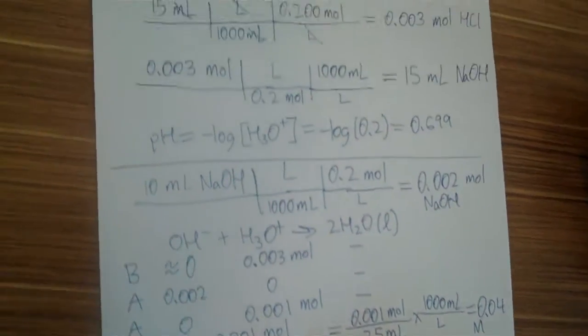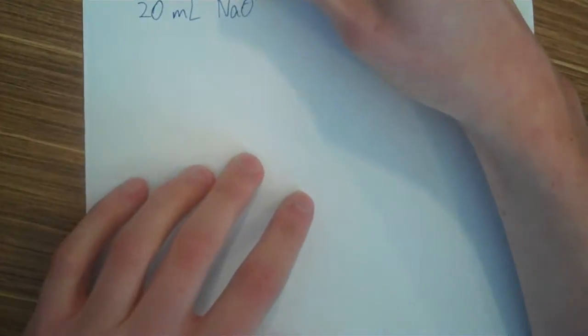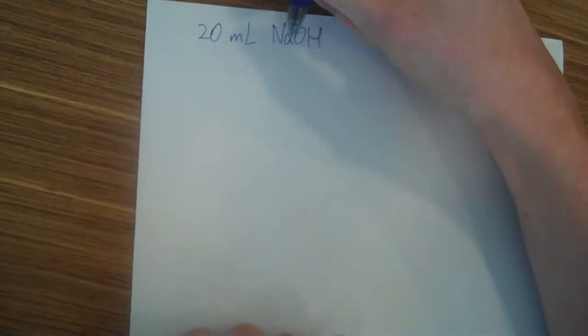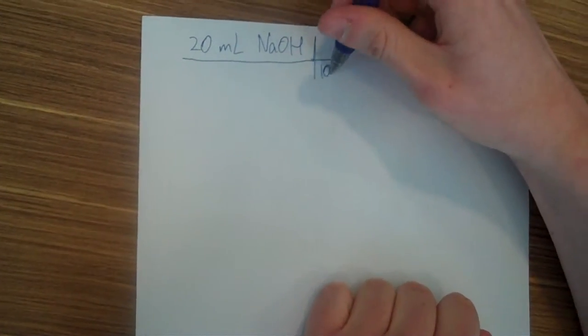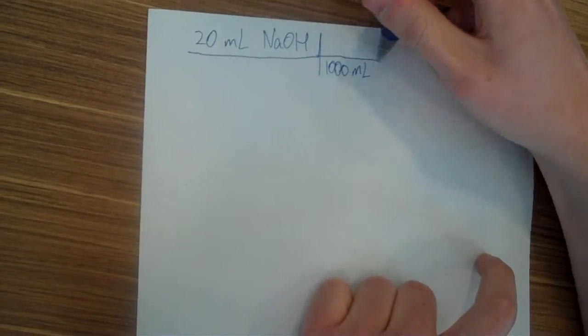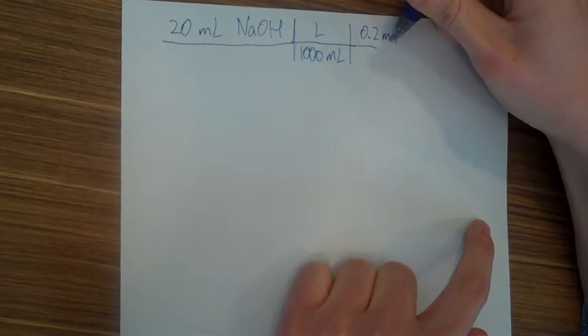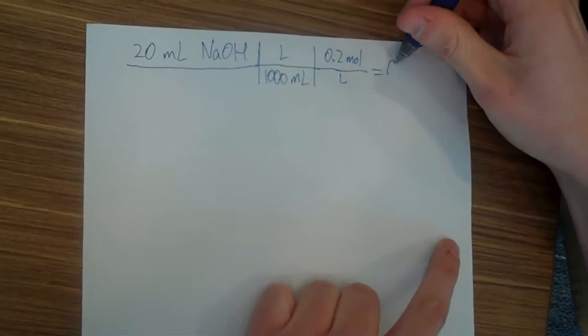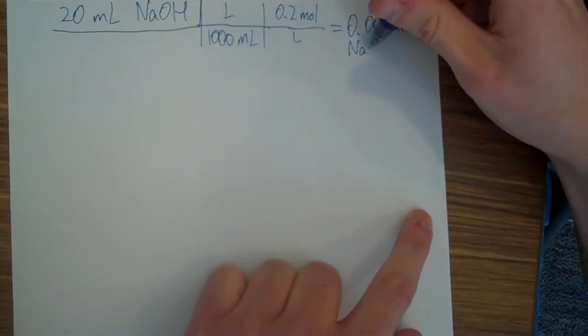So now what would happen if we added something like 20 milliliters of sodium hydroxide? Well, we know that this is going to be past the equivalence point because the equivalence occurs when 15 milliliters of sodium hydroxide is added. So the first thing we need to do is figure out how many moles of sodium hydroxide are added. Well, we convert to liters and then use the molarity, and we get 0.004 moles of sodium hydroxide that are added to the solution.